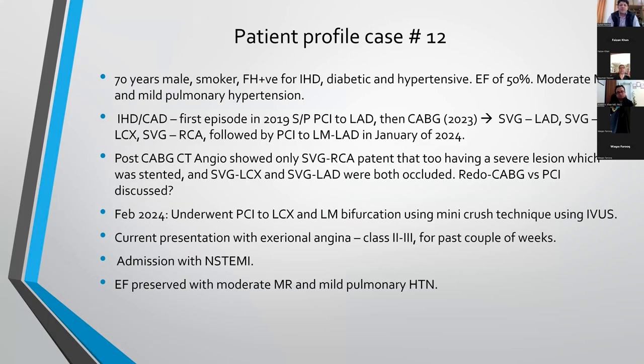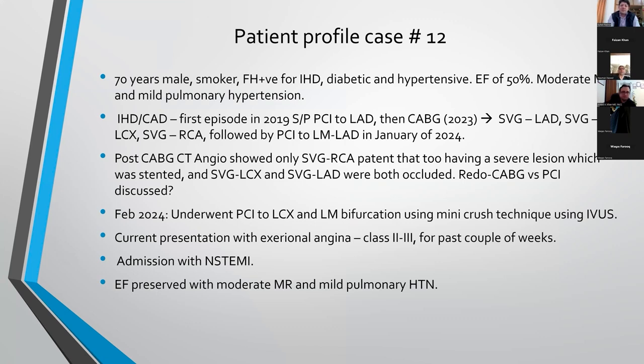My next patient is a 70-year-old male, non-smoker, family history was positive, diabetic and hypertensive, EF of 50% with moderate MR. He had a detailed history of ischemic heart disease. First episode was in 2019, status post LAD PCI. Then he underwent CABG in 2023 with SVG grafts to LAD, RCA, and circumflex, followed by left main LAD PCI in January of 2024.